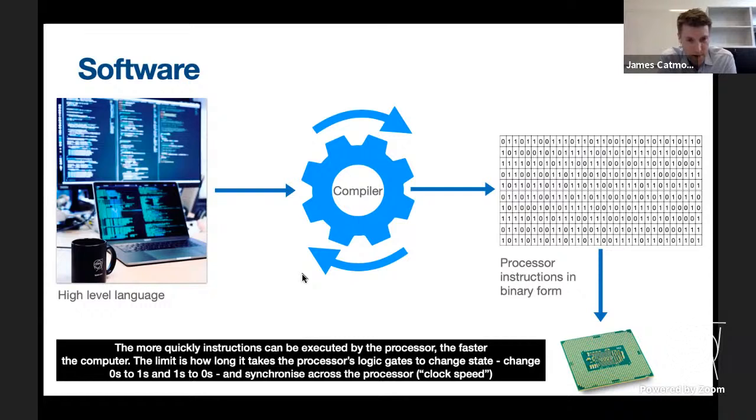Now, the more quickly that these instructions can be executed by the processor, the faster the computer seems to be to the user. And what limits how fast a computer processor can run is how long it takes all of these logic gates that I described earlier to change state. So for all the ones to go to zeros and the zeros to go to ones, and then for this to be synchronized across all of these 100 million logic gates. This is what sets the limit as to how fast the computer processor can operate. This synchronization is referred to as the clock speed. You sometimes see this on the processor, it has this many gigahertz or whatever.